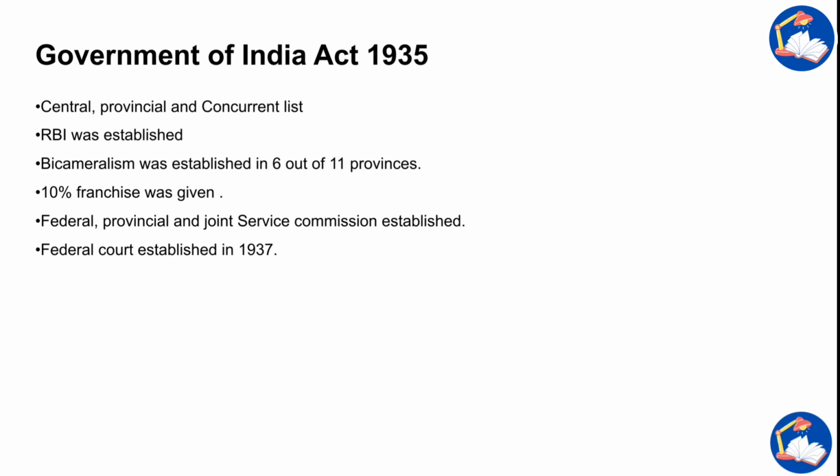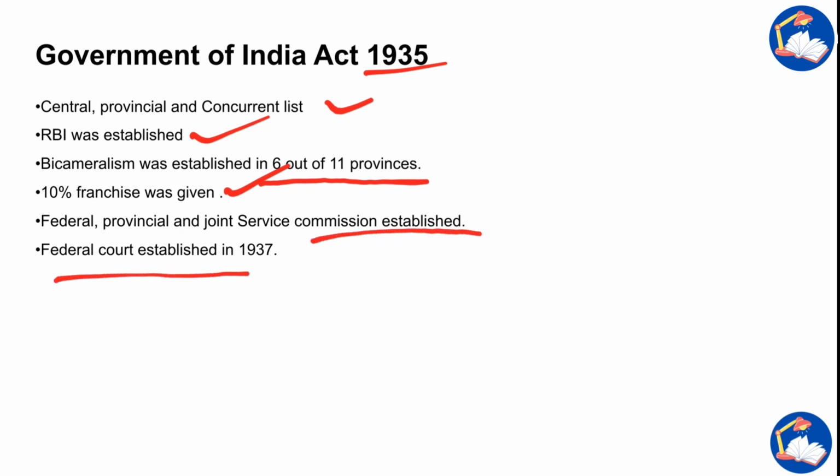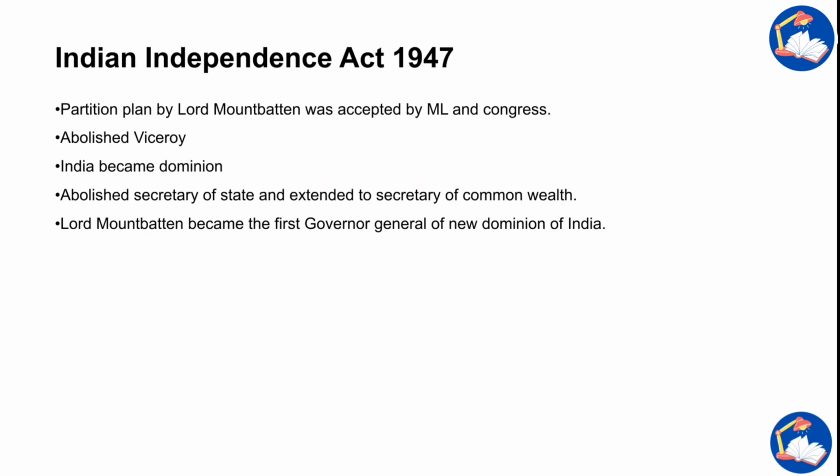Now, another important act, the Government of India Act of 1935. Central, provincial, and concurrent lists were created. The RBI was established. Bicameralism was established in 6 out of 11 provinces. 10% adult franchise was given. Federal, Provincial, and Joint Service Commissions were established. The Federal Court was established in 1937.